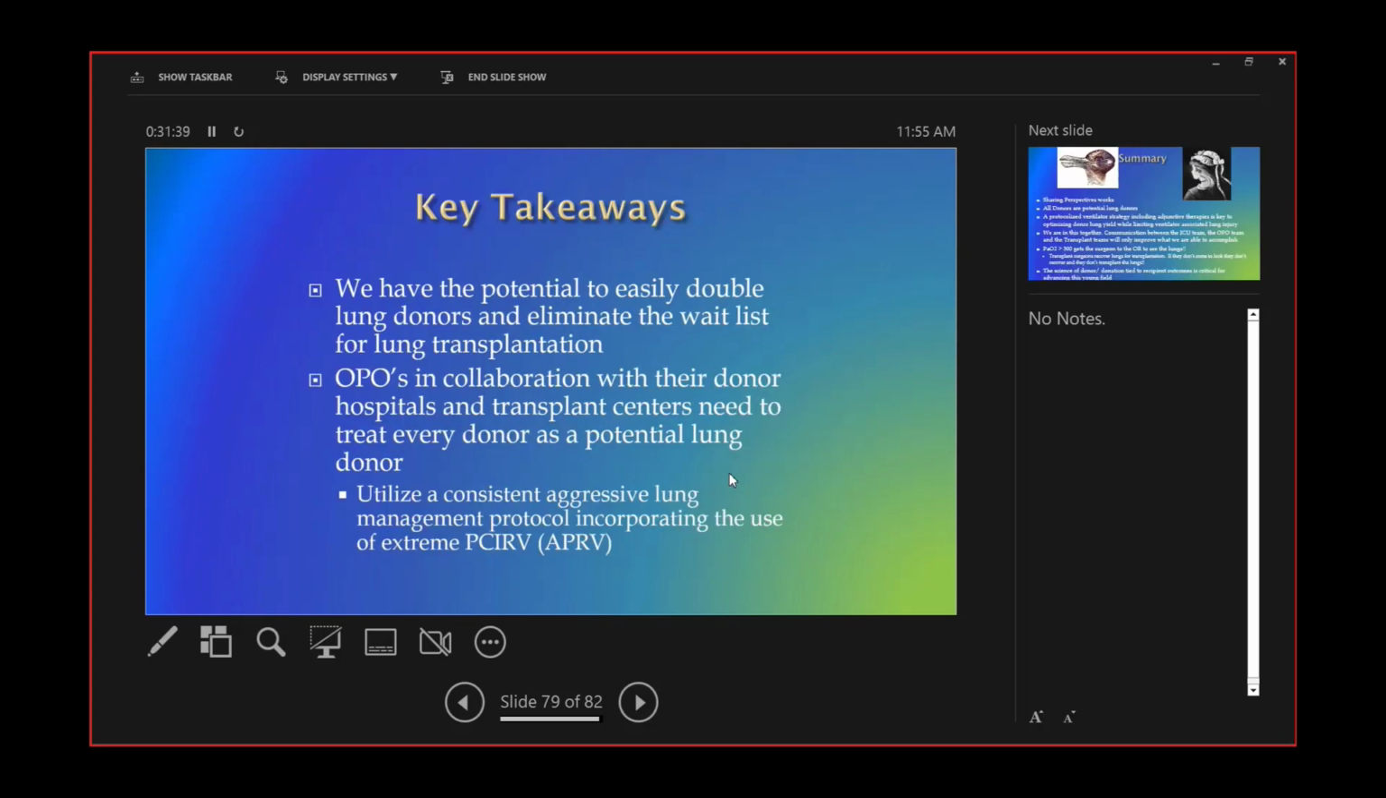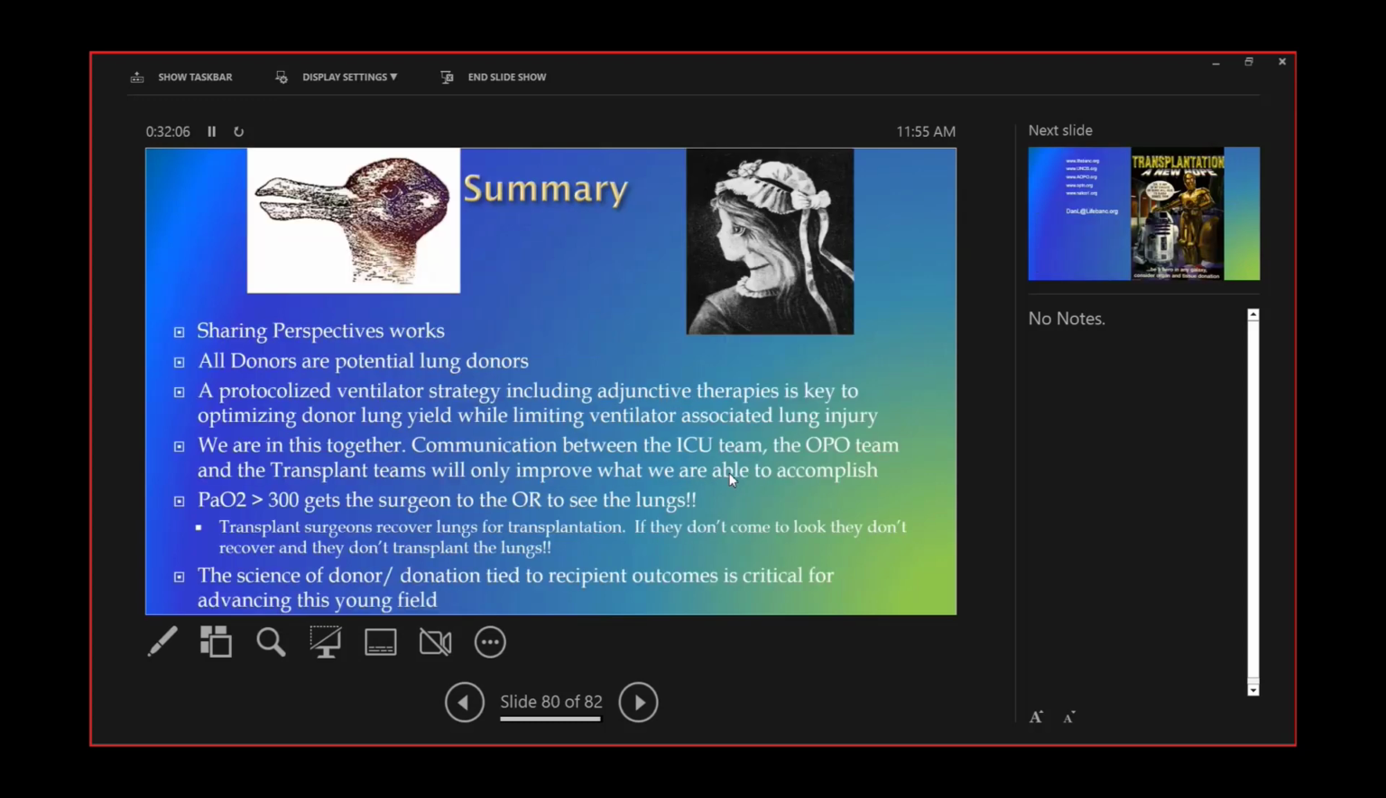I think we have the potential to easily double the number of lungs that we donate. If every OPO doubled the number of lungs they recover in transplant in a year, the lung list would be gone. It'd eliminate the lung list. But I think OPOs have to be in collaboration with their donor hospitals. Transplant centers need to treat every donor as a potential lung donor. And we need to utilize a consistent, aggressive lung donor management protocol that, in my opinion, should incorporate pressure control inverse ratio ventilation. I think sharing perspectives works.